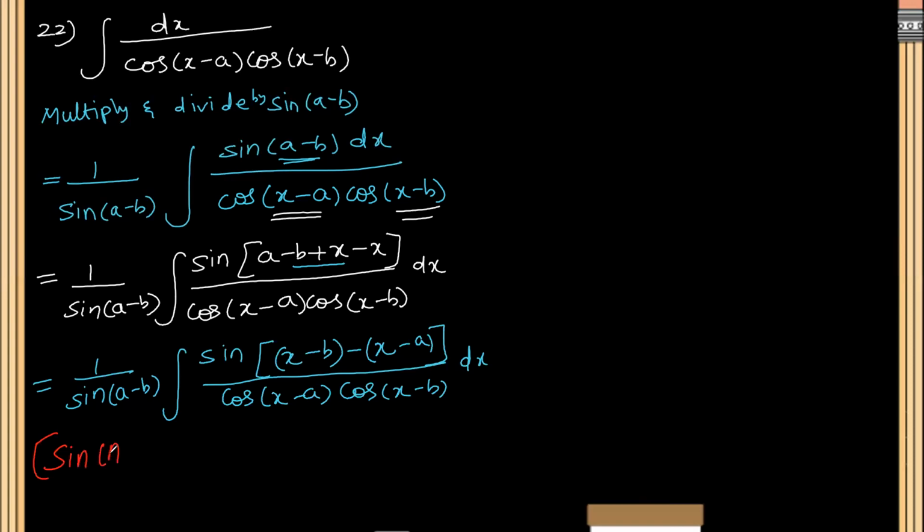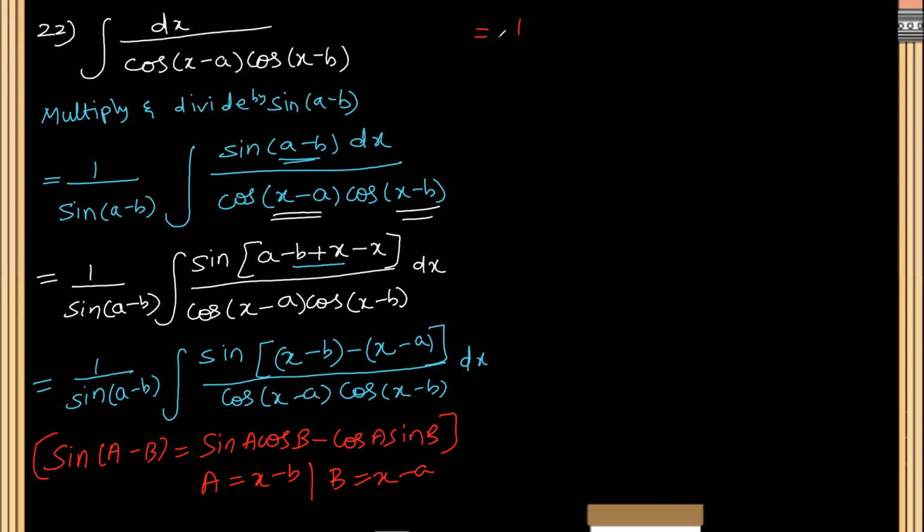So the sine of a minus b formula is sine a cos b minus cos a sine b. So we try to replace. Here a is x minus b. We have to take x minus b as a, and we have to take x minus a as b. Don't get confused.